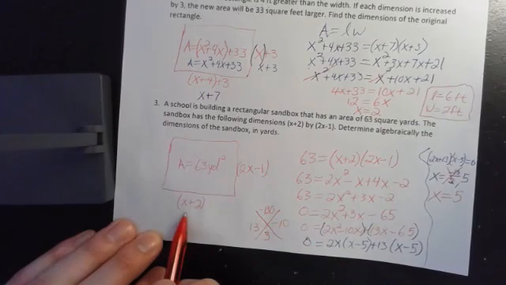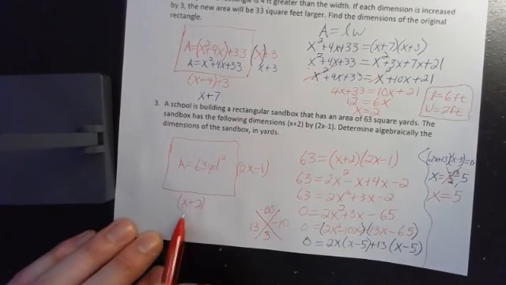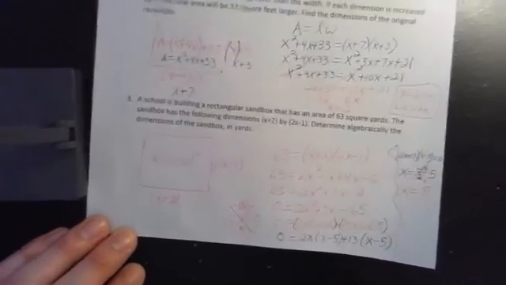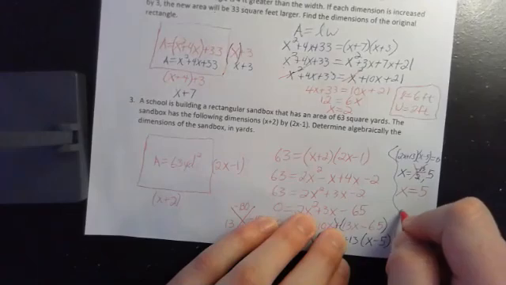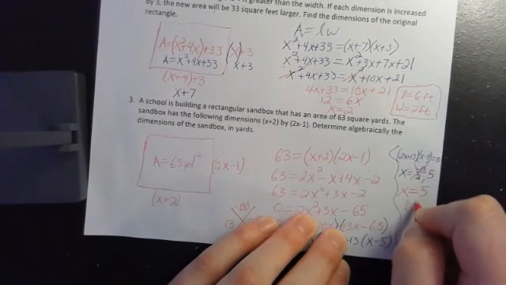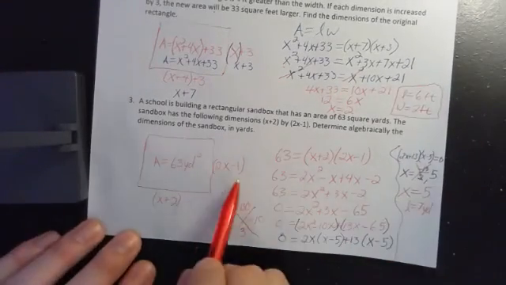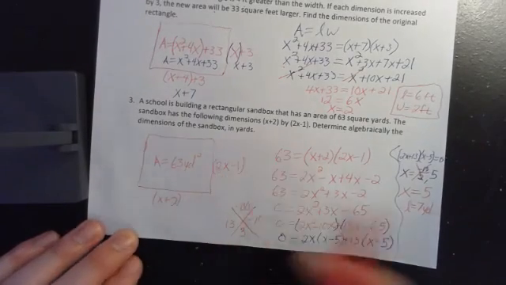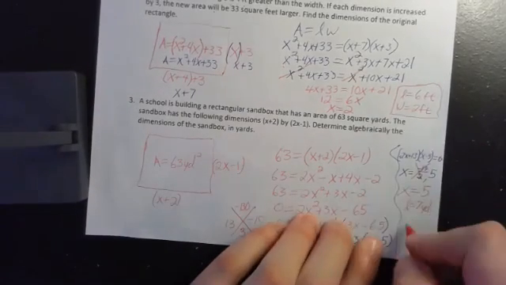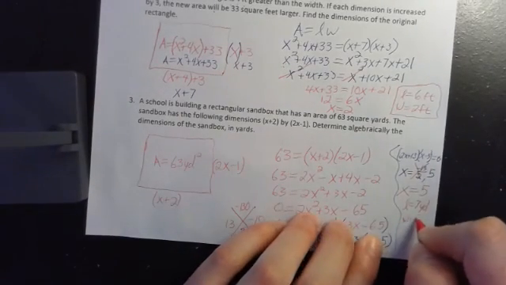Meaning that our length, which was x plus 2, 5 plus 2 is going to give us 7. So our length is going to be 7 yards. And our width, 2x minus 1, 2 times 5 is 10, minus 1 is 9. So our width is 9 yards.